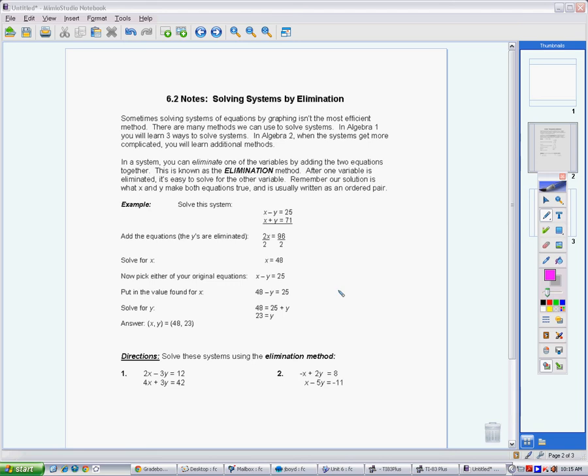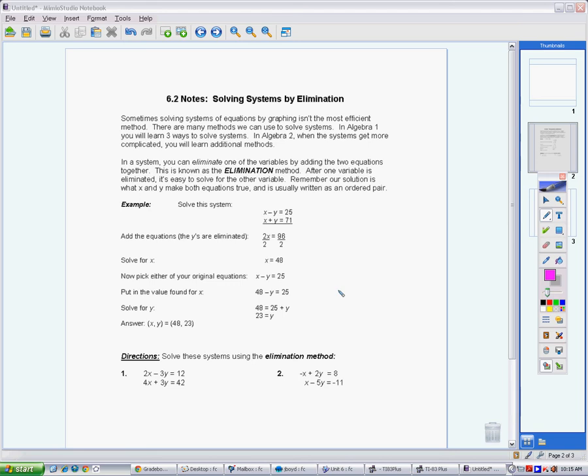In Algebra 1, we will learn 3 ways to solve systems. In Algebra 2, when the systems get more complicated, you will learn additional methods. In this system, you can eliminate one of the variables by adding the 2 equations together. This is known as the elimination method. After one variable is eliminated, it's easy to solve for the other variable.